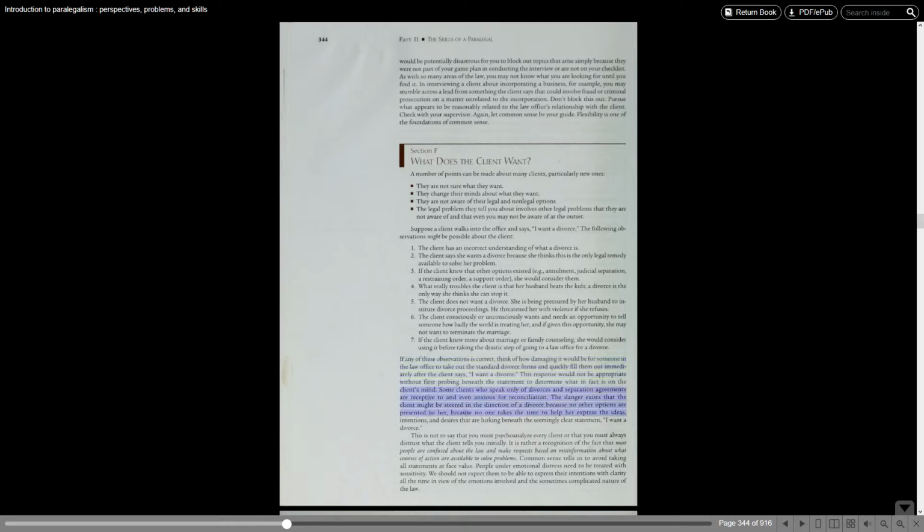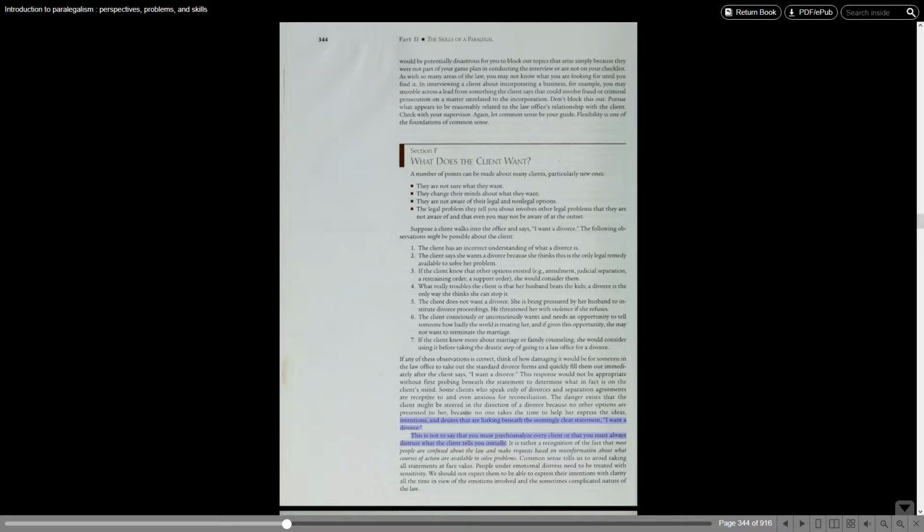Some clients who speak only of divorces and separation agreements are receptive to and even anxious for reconciliation. The danger exists that the client might be steered in the direction of a divorce because no other options are presented to her, because no one takes the time to help her express the ideas, intentions, and desires that are lurking beneath the seemingly clear statement, "I want a divorce."